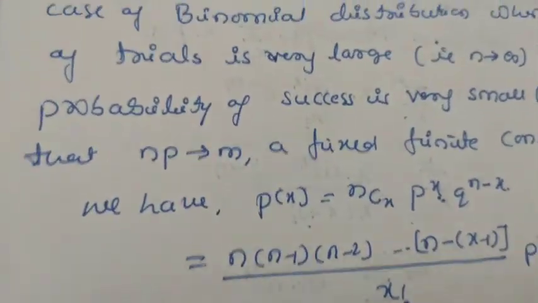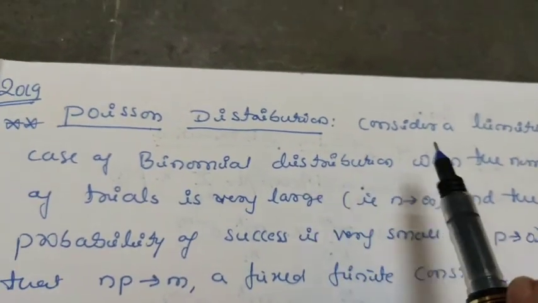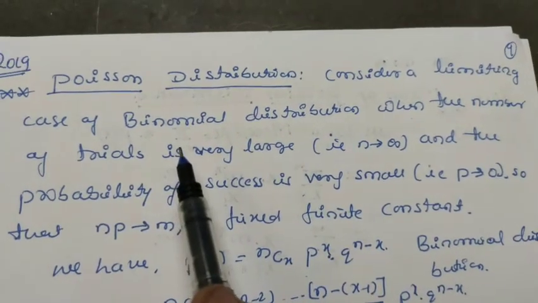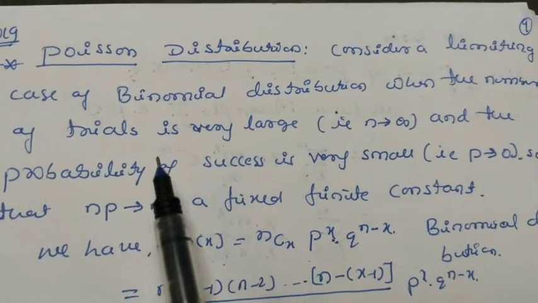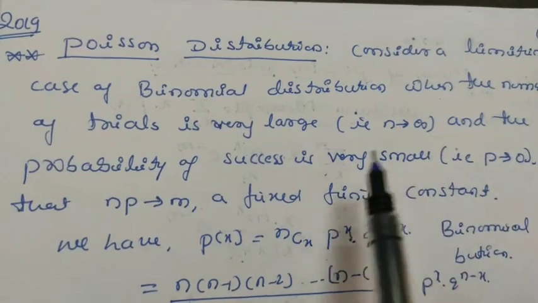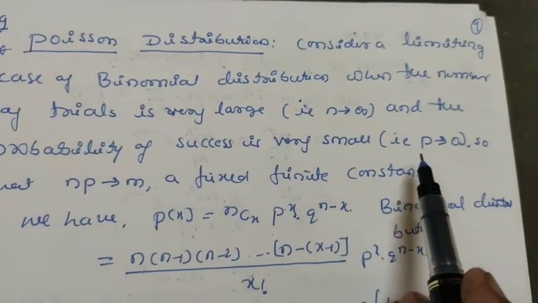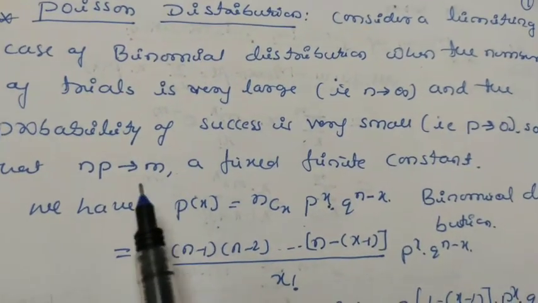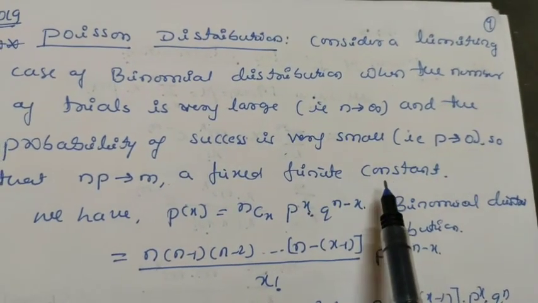Let us take one more definition, Poisson distribution. Let us consider a limiting case of binomial distribution when the number of trials is very large, that is n is infinity, and the possibility of success is very small, that is p tends to 0. In that case, here we know n into p tends to m, a fixed finite constant.